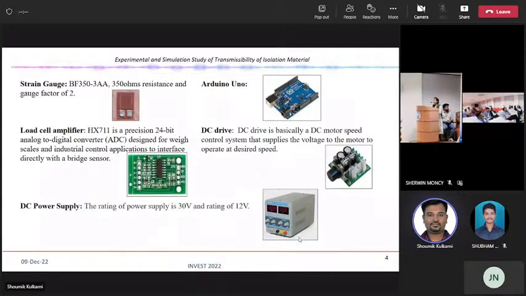Here we have used a DC motor, so we need a DC driver which can vary the speed of the motor. And we have attached one disc. On that disc, we are attaching different weights so that we can vary the force input to the isolation material.